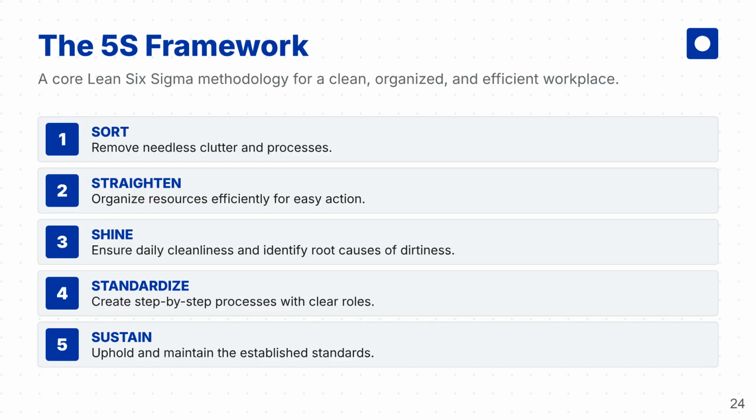The third step is shine. This means keeping the workplace clean, well-maintained, and free from conditions that could lead to mistakes or equipment failures. A clean environment helps identify problems early and creates a safer, more productive workplace.